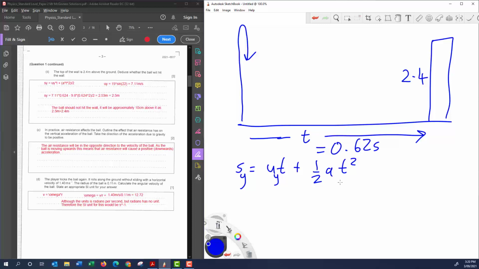So we've got actually everything. What I'm going to do is use this to calculate how high up the wall it will be, and I'm going to compare that to my 2.4 meters. So we're going to compare those two answers and see if I get to clear that wall or not.